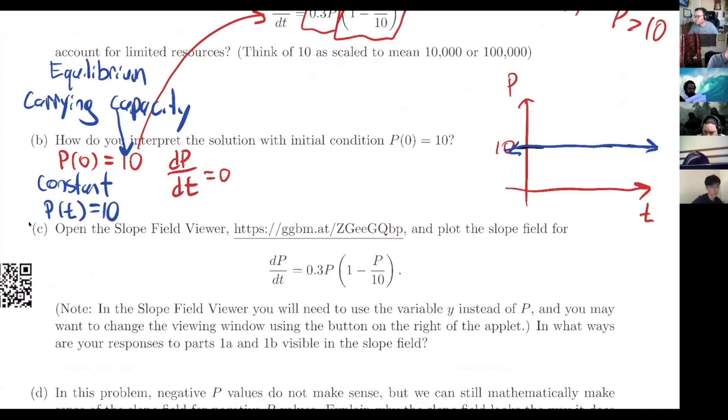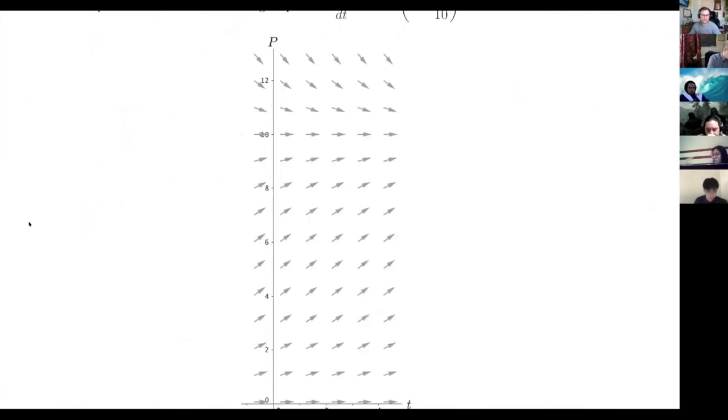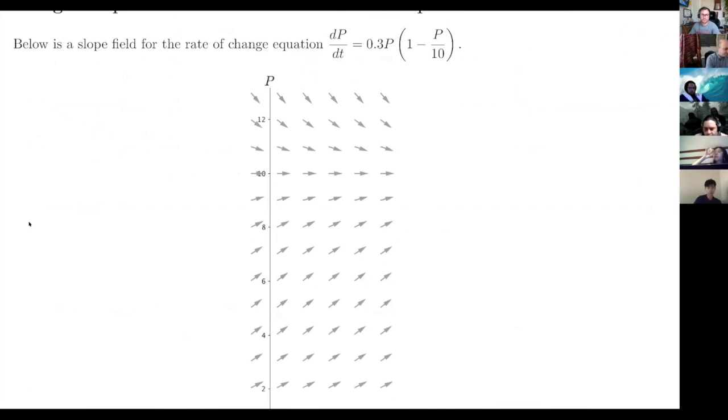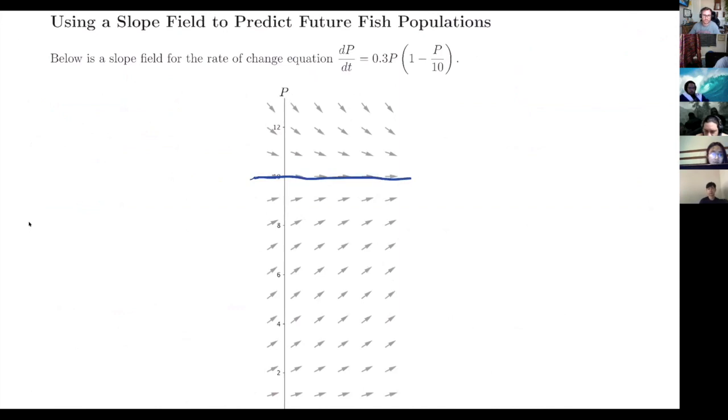Okay, so I will skip opening the slope field viewer since I've got it on the next page of the sheet anyway. But if you're ever curious about playing around and trying to get pictures of slope fields, you can use this app. This is a GeoGebra app to view them. So if you were to enter this into GeoGebra, you would see something like this. Here's the slope field for that differential equation. And what we just saw is this solution corresponding to the equilibrium at P equals 10.